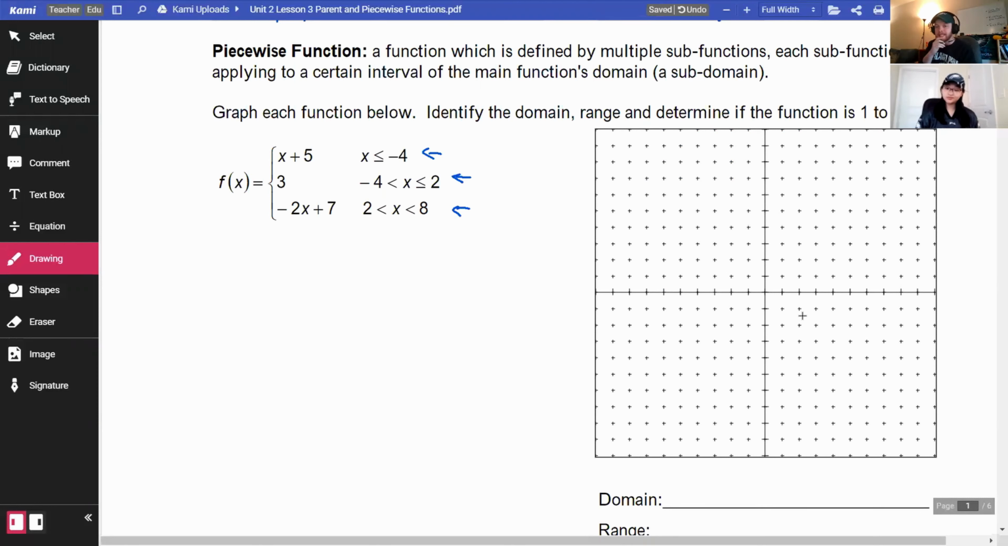Let's plot x equals -4. What would that be? Just plug it into this subfunction. So our point would be -4, 1, if we just plug in -4. So plug in -4, we get -4, 1. We have the endpoint of this line now.